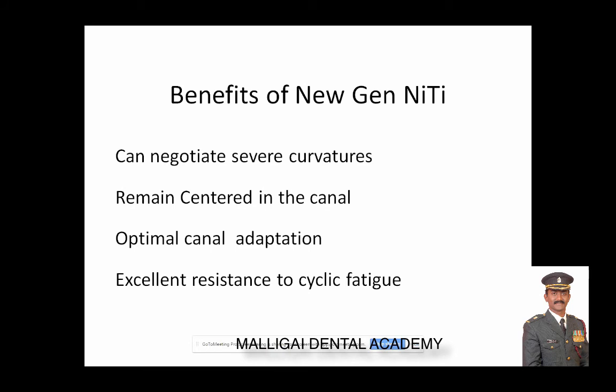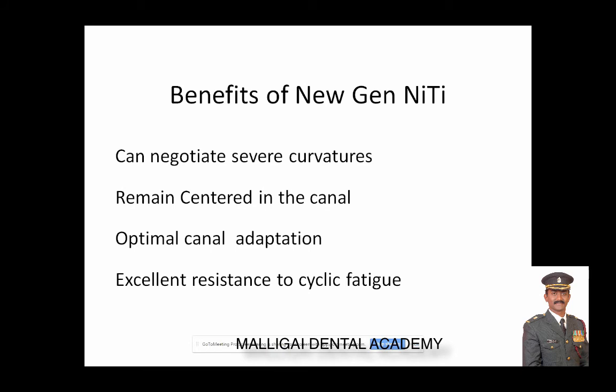So how has this been achieved? What have they really done in the new generation nickel titanium rotary files? They are also called the heat-treated rotary files. What has been achieved is these files have been manufactured at a different phase of the nickel titanium alloy. Nickel titanium alloy exists in two phases, as all of us know, the austenite and the martensite phase. So the new generation nickel titanium rotary files are manufactured in the low temperature martensite phase.